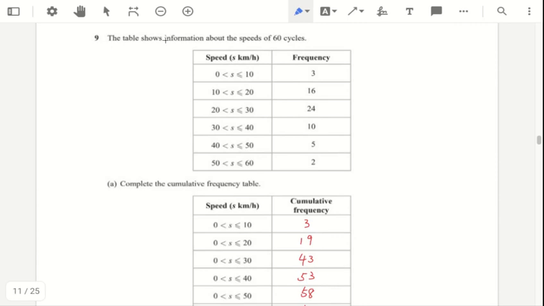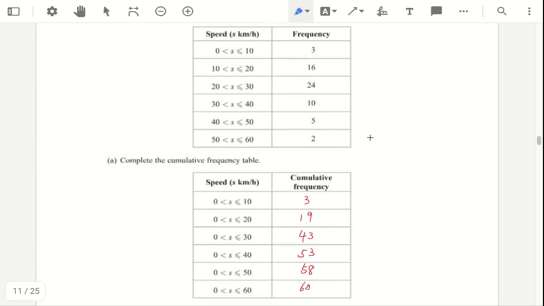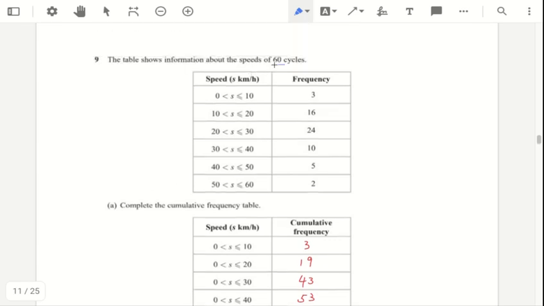Okay. Right. So let's go to our next question here. The table shows information about the speed of 60 cycles, right? So we have this. You want to do it in a cumulative frequency table. Okay, so basically this is a cumulative. So at the end, it must add up to 60 cycles.